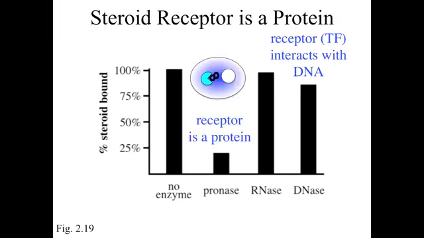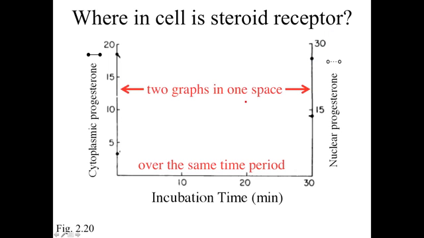So from this experiment, they determined that the steroid receptor is a protein, and they recognized that the receptor functions as a transcription factor, and it does interact with DNA, and maybe that's why the level of steroid binding in the presence of DNase was reduced. But that's uncertain. The main point being that the steroid receptor is a protein.